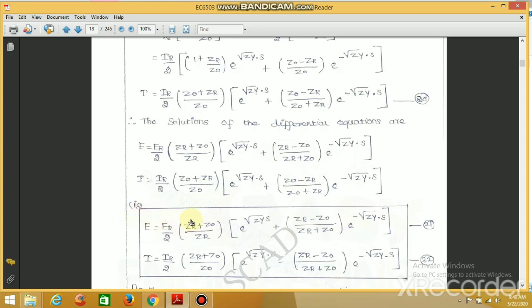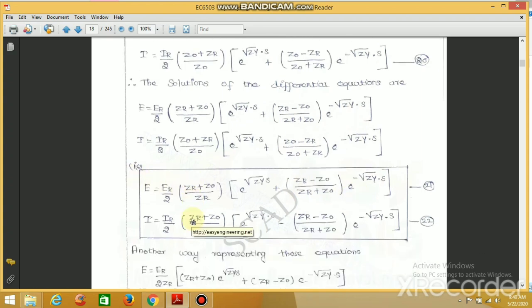So these equations are considered the general solution for the transmission line. The general solution for the transmission line has been calculated as equation numbers 21 and 22, which is nothing but equations 19 and 20 rewritten as equations 21 and 22.